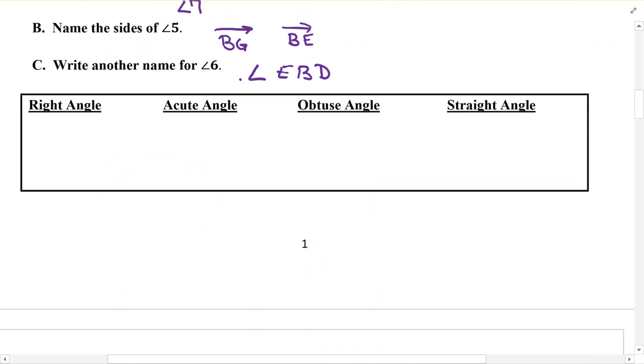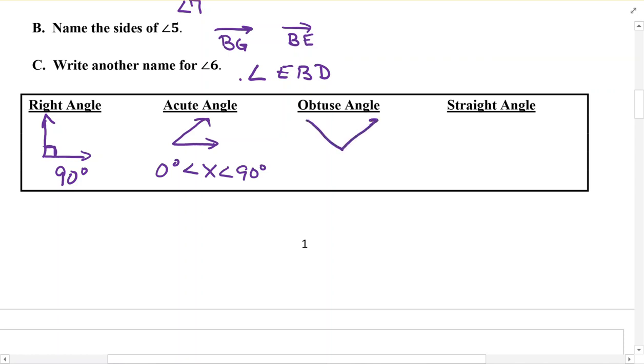These terms you should have had before and know. A right angle, and how we let you know on the diagram that it is a right angle is we use this symbol right here. A right angle is 90 degrees. An acute angle is between 0 degrees and 90 degrees. An obtuse angle is between 90 degrees and 180 degrees. And a straight angle is 180 degrees.